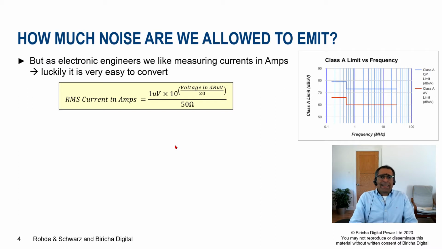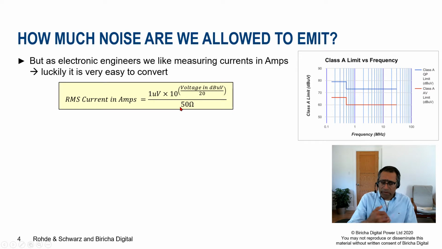Now, the issue is that as electronic engineers, we like measuring harmonics in amps. These are currents, and therefore we have to measure them in amps. So for us as electronic engineers to design a filter, the first thing that we usually have to do is convert from dB microvolts to amps so that we can work out the equations. Thankfully, there's a very simple equation. Your current in amps is 1 microvolt times 10 to the power of voltage in dB microvolts divided by 20, all of it divided by 50 ohms.